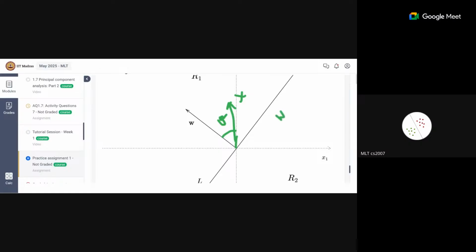Yes, ma'am, you got it? Done. You are saying that the angle between W and X will be acute, between 0 and 90, and the cos of an angle between 0 and 90 is always positive. Yes. Thank you, ma'am. That's it, ma'am. Thank you.